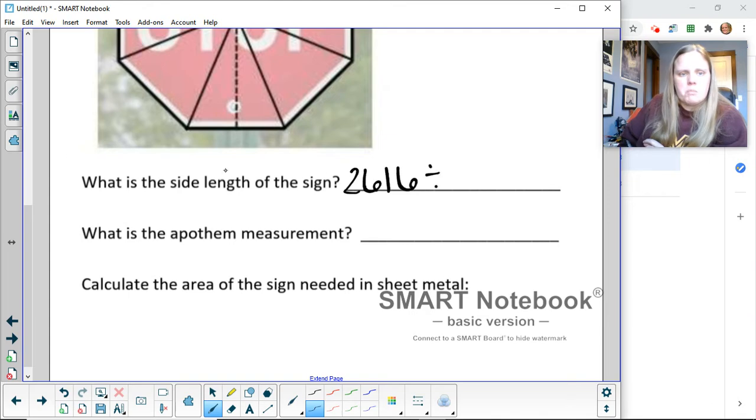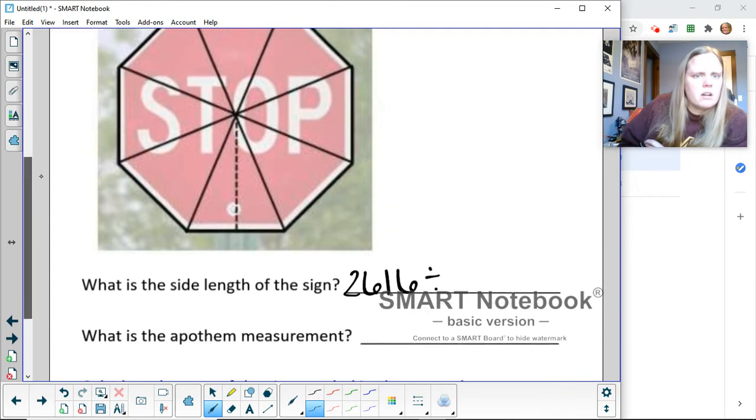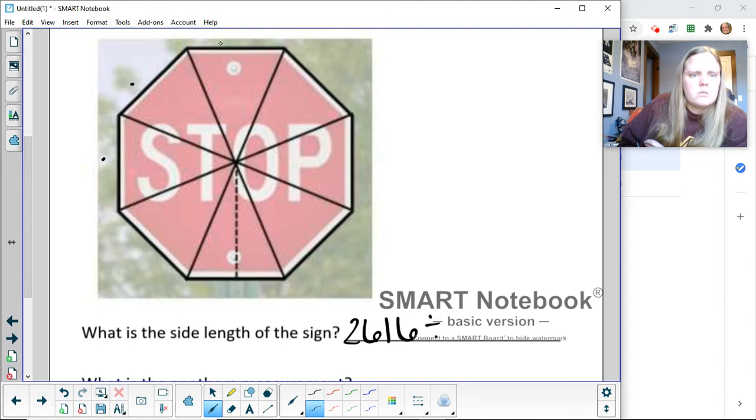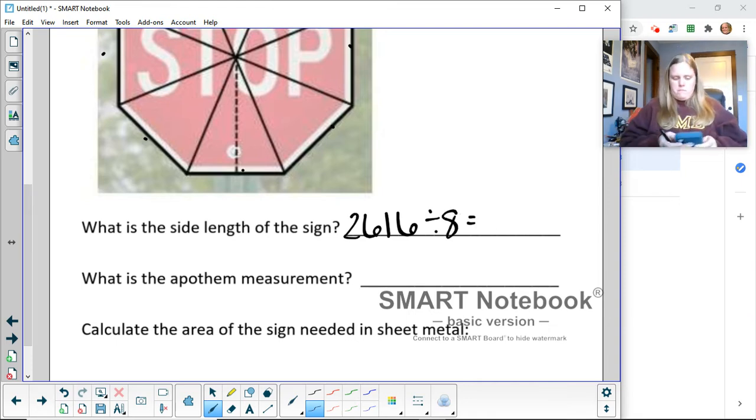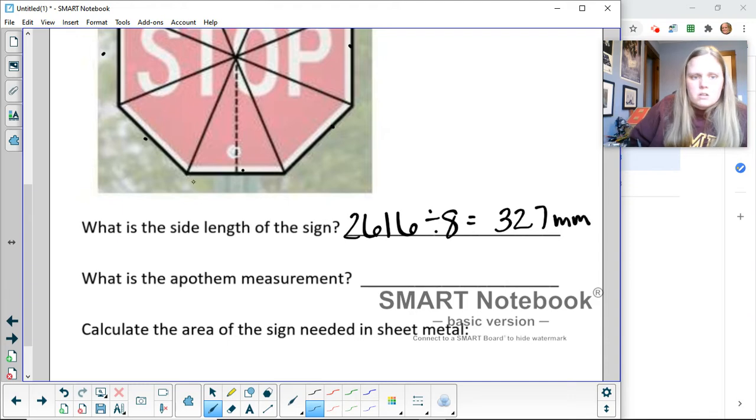2,616, and I'm going to chop it up into equal parts. How many parts are there? How many sides? 1, 2, 3, 4, 5, 6, 7, 8. Oh, duh, an octagon, a stop sign. Okay, I need my calculator because I can't do that in my head. 2,616 divided by 8 comes out to 327 millimeters. So I'm going to mark that on the side here, 327 millimeters.